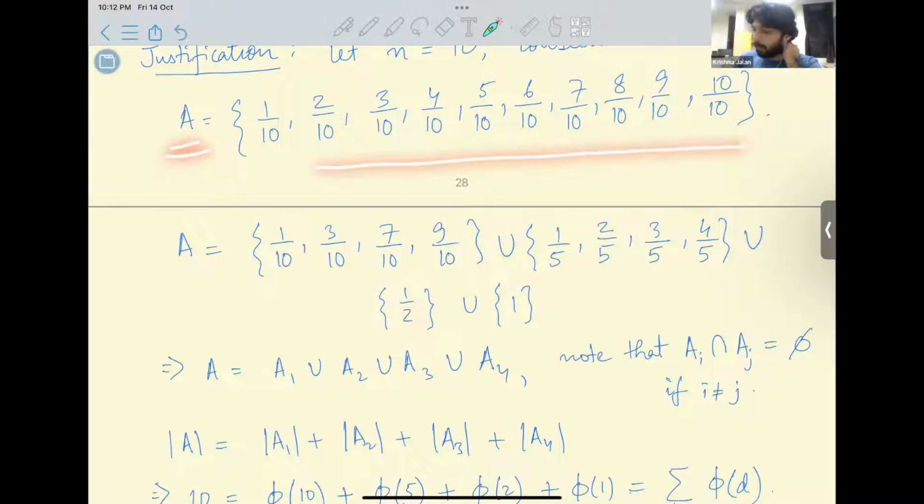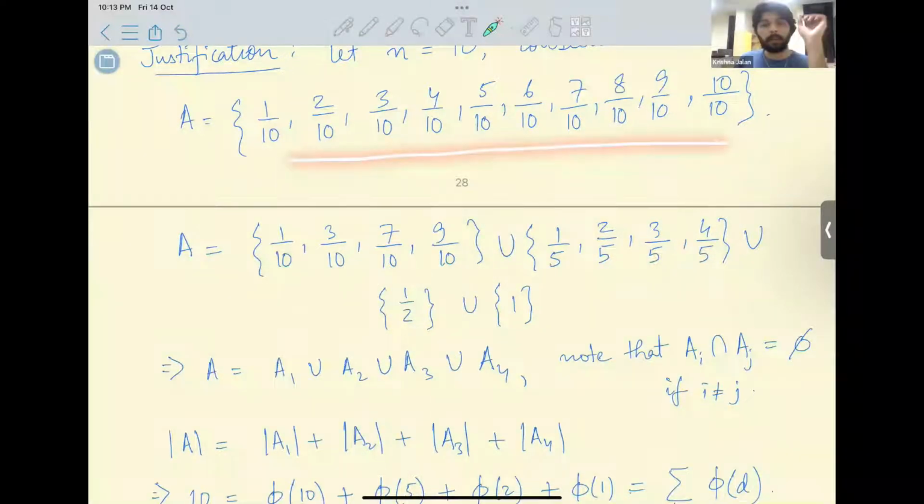Now I can write this set as a union of some smaller sets in such a way that I express every fraction here in terms of lowest fraction. Lowest fraction means numerator and denominator are co-prime. So I express this in this way. One set is the collection of all fractions whose numerator is co-prime to 10.